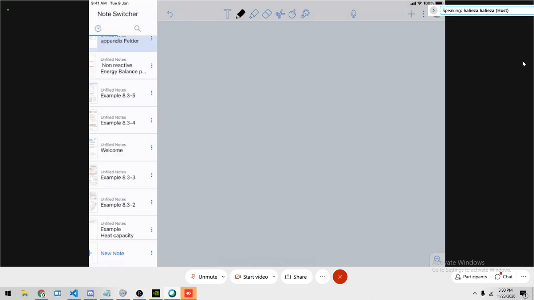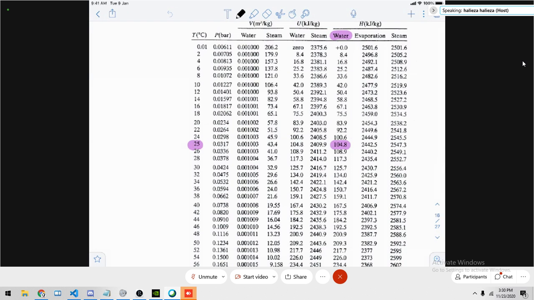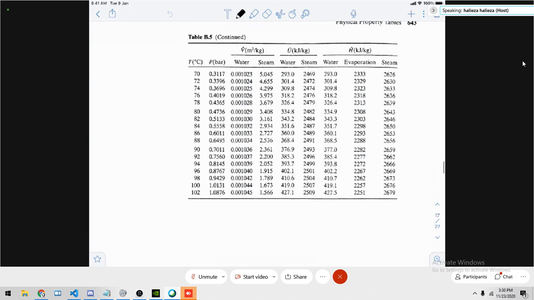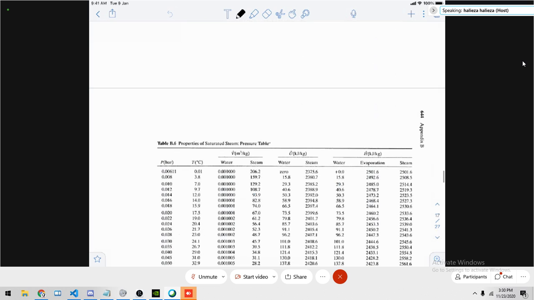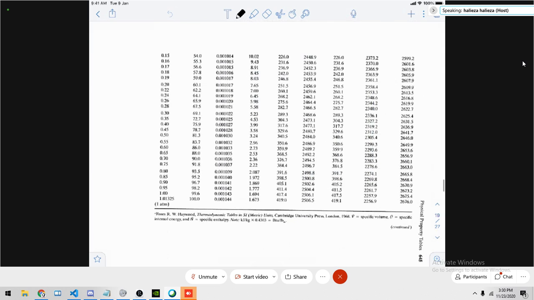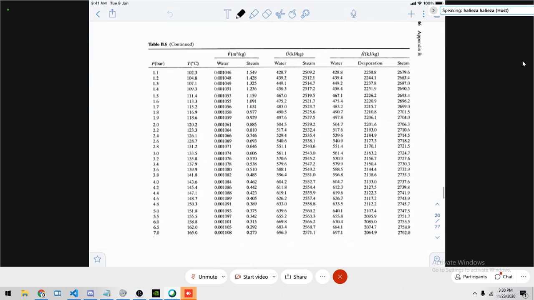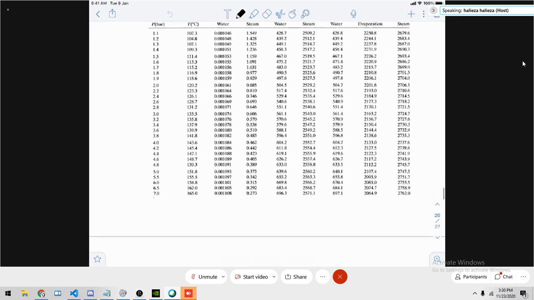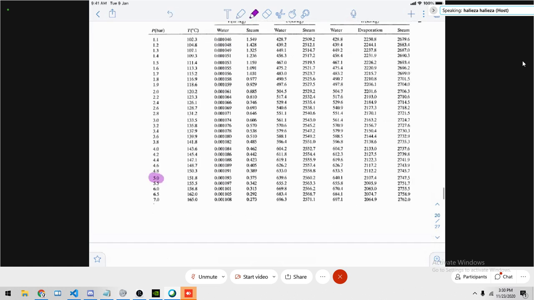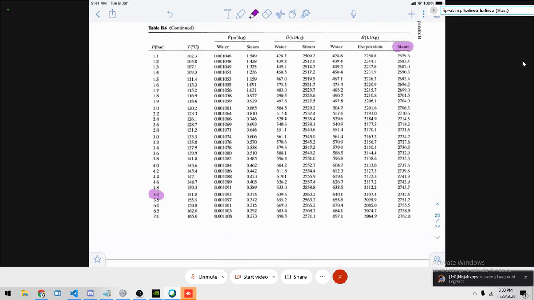Again, go back to the appendix at 5 bar. Now we'll be looking at pressure. Just now we were looking at temperature. Now look at pressure. 5 bar. Okay, I just came across it. That is 5 bar. So let's look for saturated steam at 5 bar.